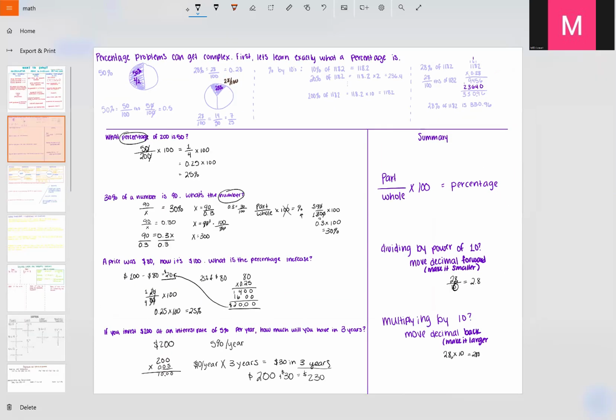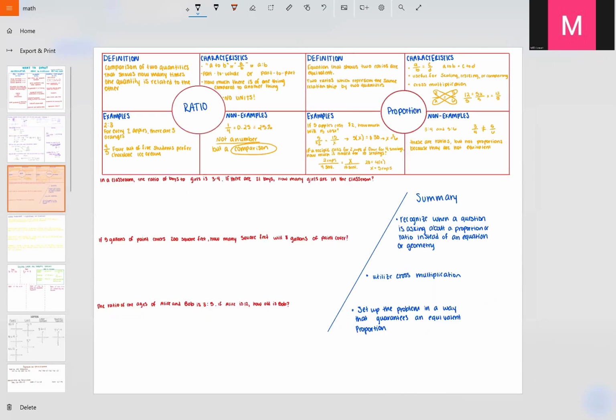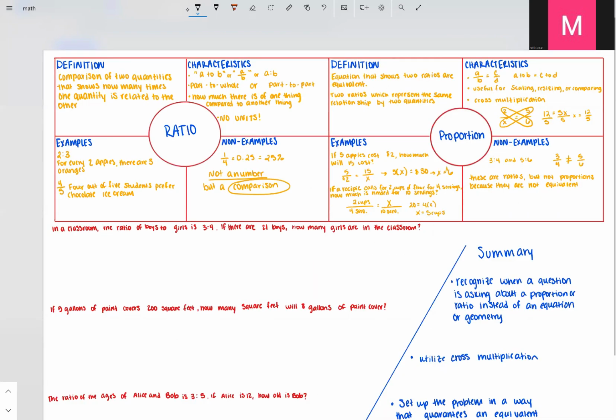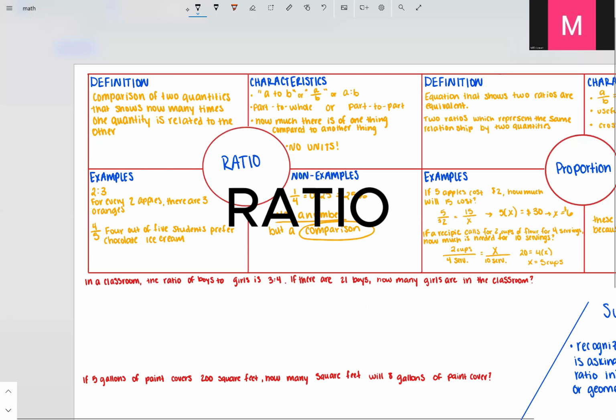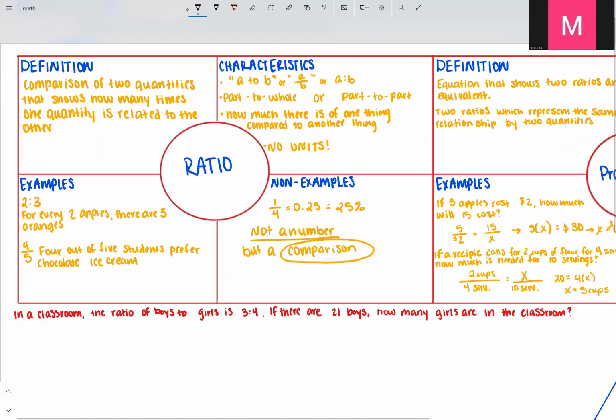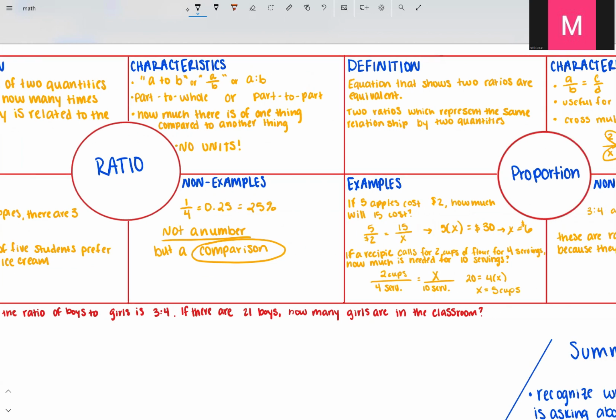Next, we can talk about proportions and ratios. So a ratio is a comparison of two quantities that shows how many times one quantity is related to the other. And we express it A to B or A over B. It's a part to whole or a part to part ratio. How much there is of one thing compared to another thing. And there's no units. So for example, we have 2 to 3. For every 2 apples, there are 3 oranges, or 4 out of 5. So 4 out of 5 students prefer chocolate ice cream. And a non-example is dividing the fraction, because this is not a number.